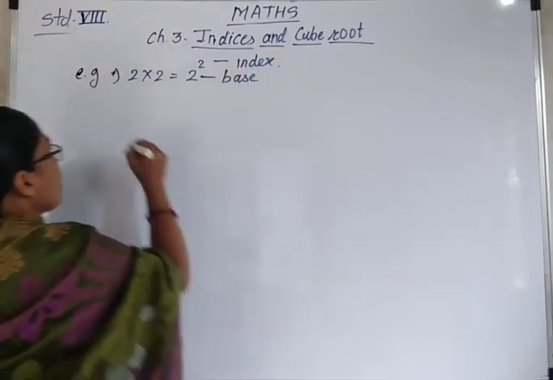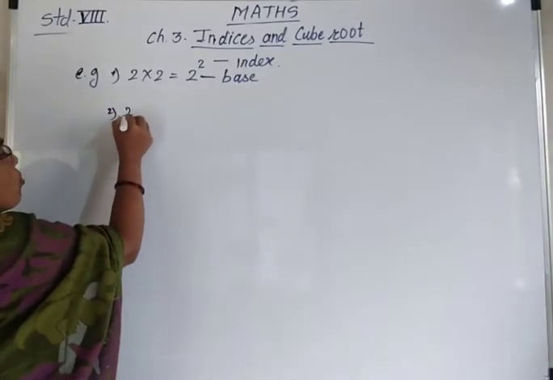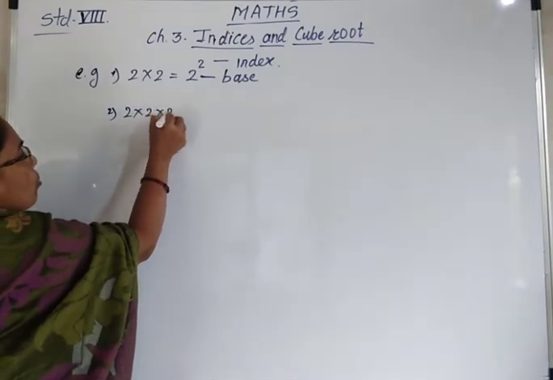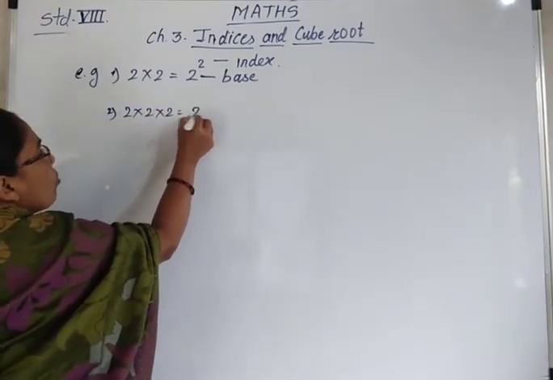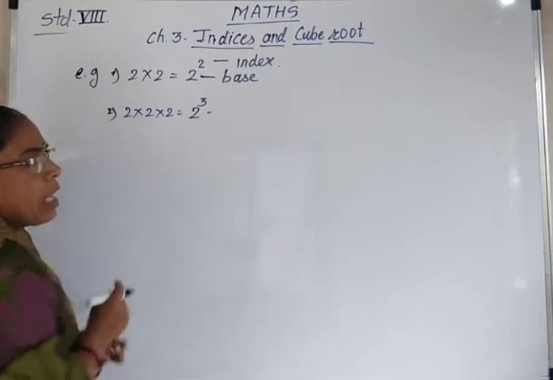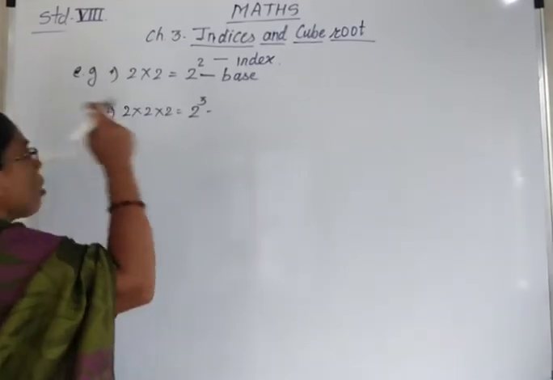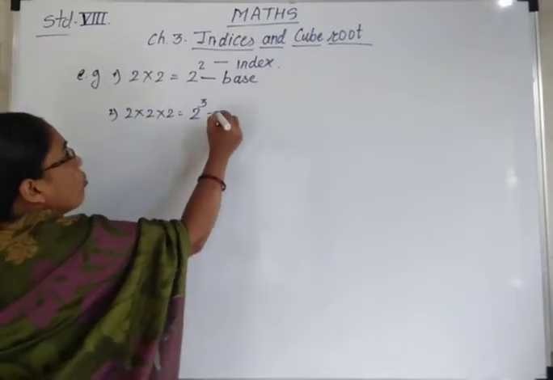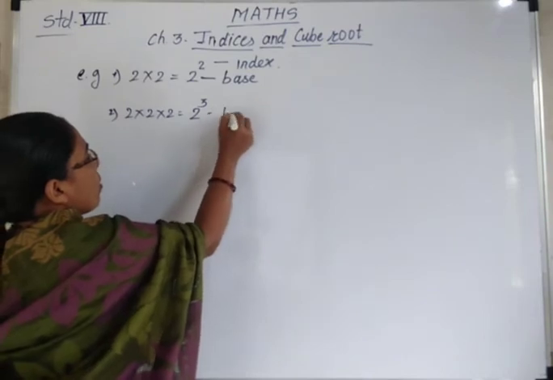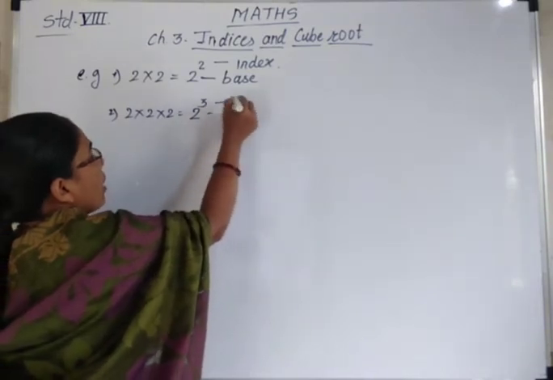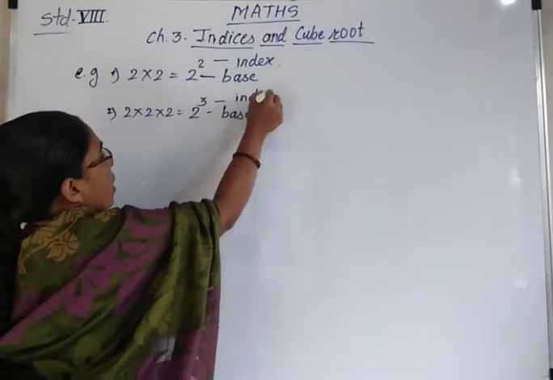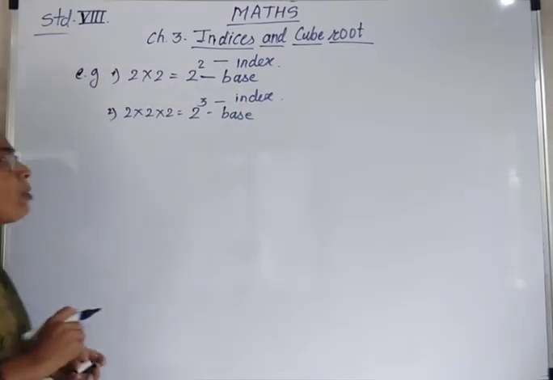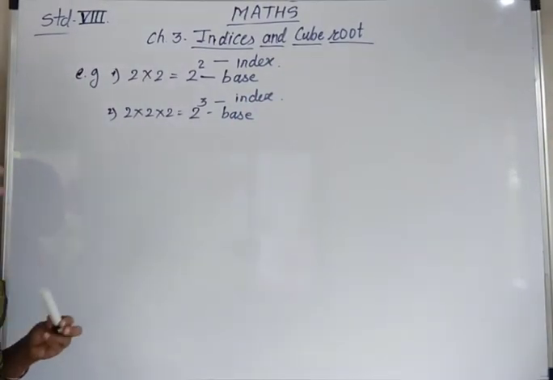If any number is multiplied 3 times, 2 into 2 into 2, it is equal to 2 raised to 3. We can read it as cube of 2. And here also 2 is the base and this is the index. Now in both examples, you can see the number on the top is the index, and the number which is lower is the base.